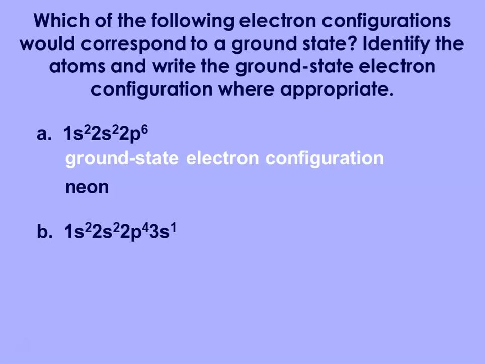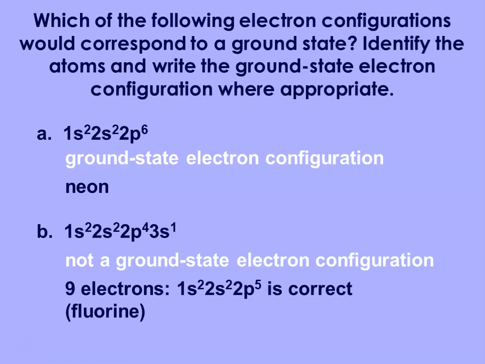Here in part B, you have 2 electrons again in 1s, 2 electrons in 2s, but I want you to notice that you have 4 in 2p, but then you've moved on up to 3s. So one of those electrons has gotten excited. This would not correspond to a ground state. We would have to rewrite it by moving that one electron in 3s back to 2p. And if you do that, you would get fluorine as your answer.